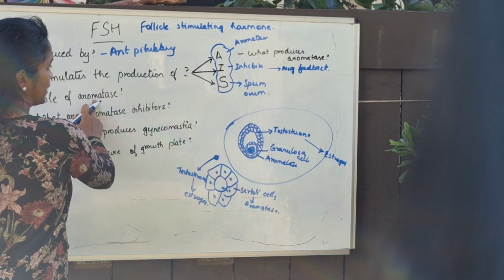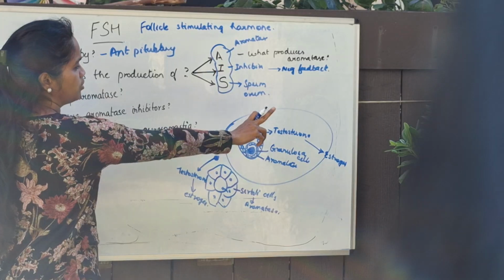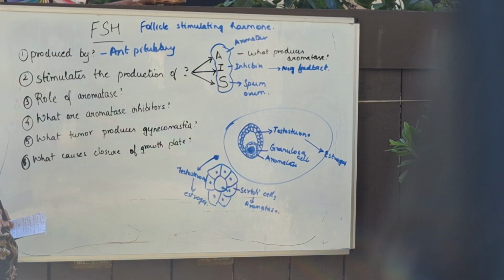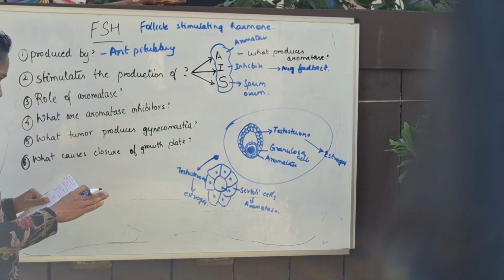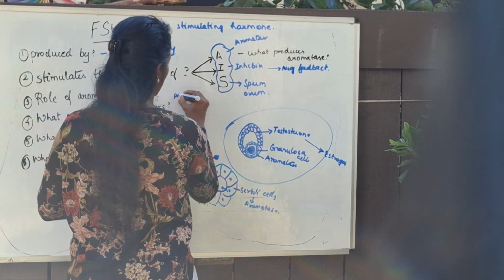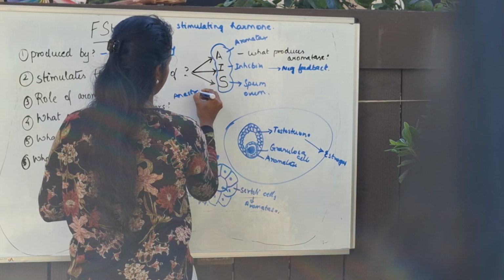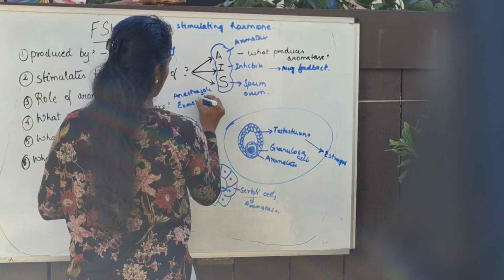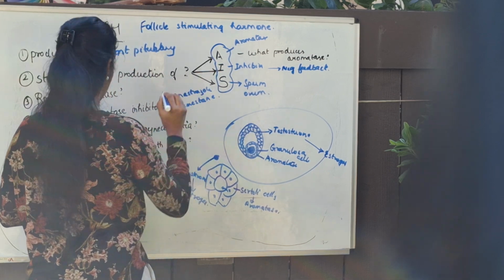What is the role of aromatase? As I told you, it will cause the conversion of testosterone to estrogen. What are aromatase inhibitors? Aromatase inhibitors are those which will inhibit the aromatase. They are anastrozole and exemestane. Anastrozole and exemestane are the aromatase inhibitors.